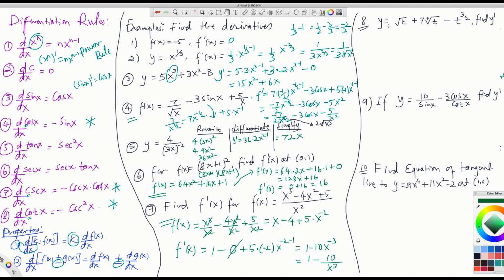Now, I want to find out the y prime of this function, okay? Let me write down the simplified form: t to the 1/2, right? And then plus 7t to the 1/3, right? Because how do I write?